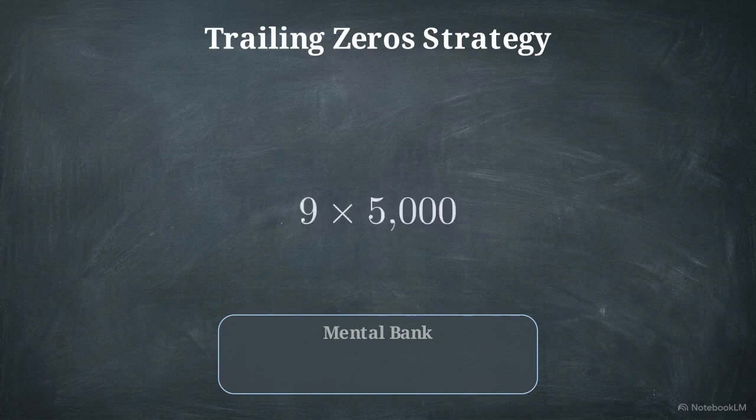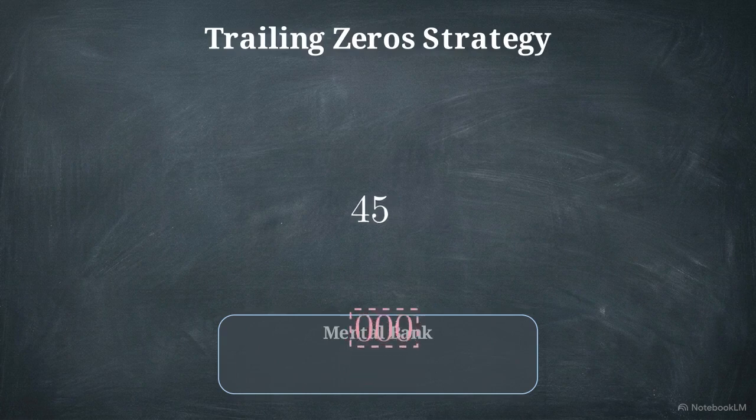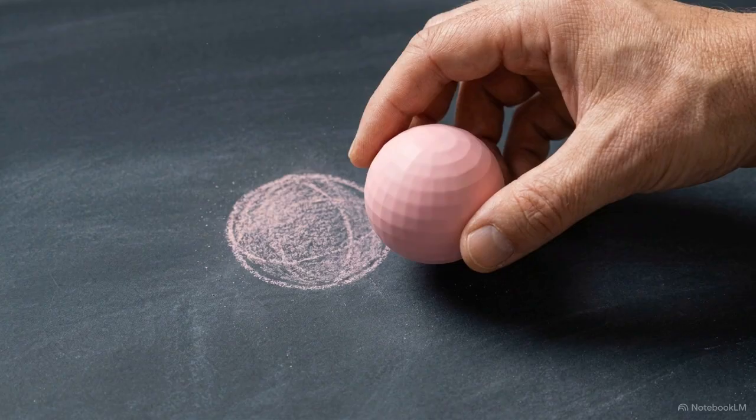Take 9 times 5,000. Visually mask the zeros to isolate the core calculation, 9 times 5. That is 45. Now simply take the 3 zeros held in your mental bank and attach them right back onto the end. You get 45,000. In multiplication, you do not need to process zeros during the actual calculation. You just park them on the side and pick them up when you're done.